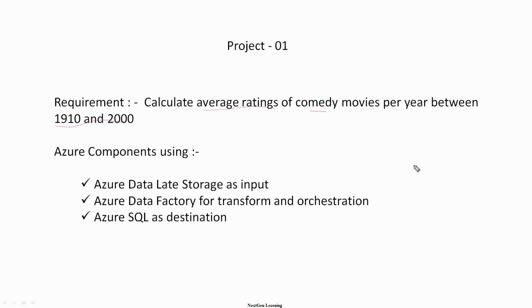And what are the components that we are using? I will introduce these three components: Azure Data Lake Storage, Azure Data Factory, and Azure SQL. Now we have an idea of what the requirement is. The next step is to draw an architecture diagram. You can use PowerPoint, Word, or even a piece of paper and pen. Just draw the diagram and understand the logical flow.